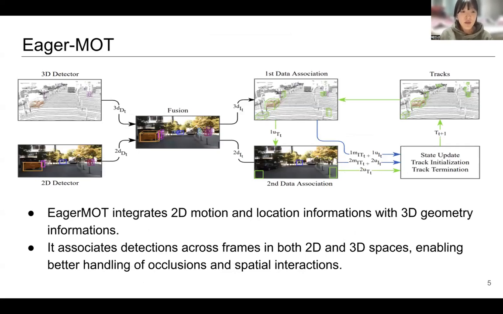So Eagle Mode integrates the 2D motion and location information with 3D geometric information, and it associates detections across frames in both 2D and 3D spaces, enabling better handling of occlusions and spatial interactions.